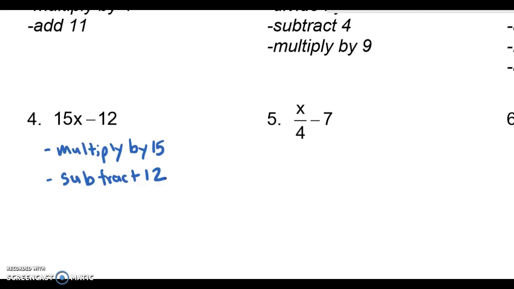Number 5 is similar. It's, again, a very simplistic one, if there's no parentheses involved in it. We have x and then over 4. What that means is we're dividing x by 4. And then we're subtracting 7.